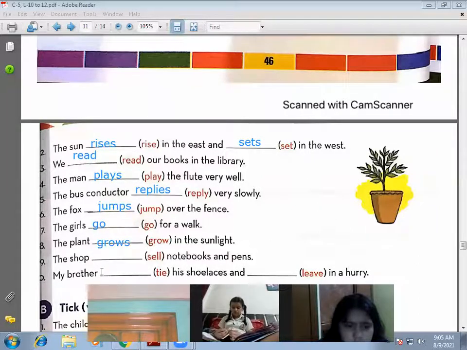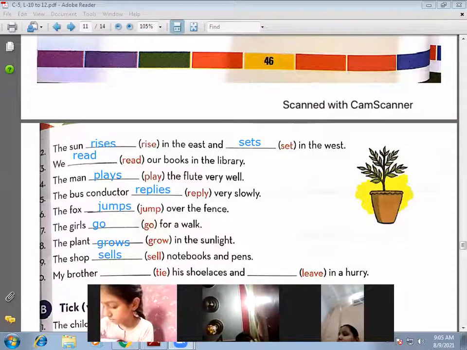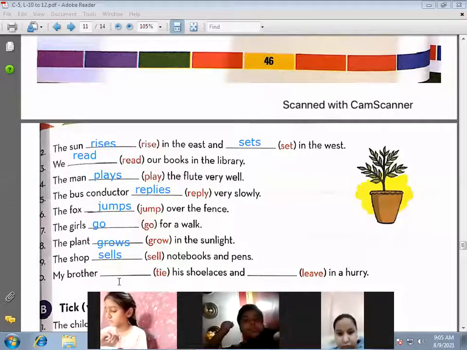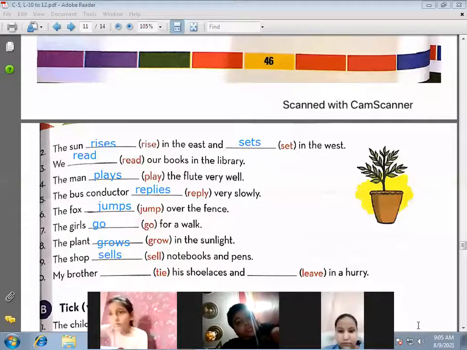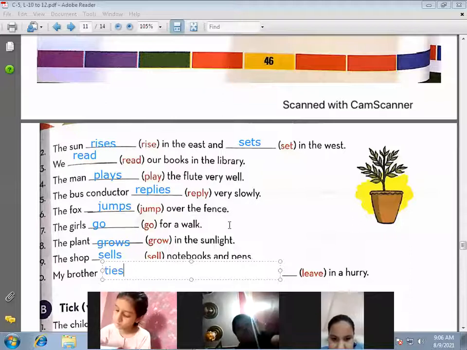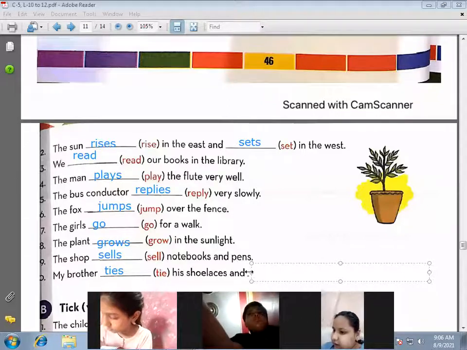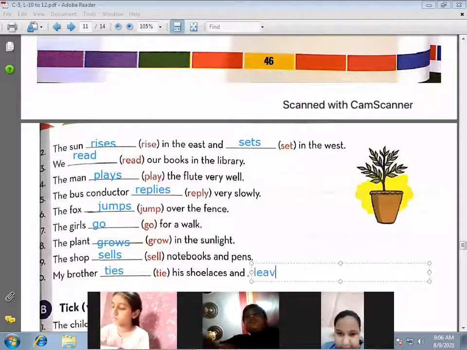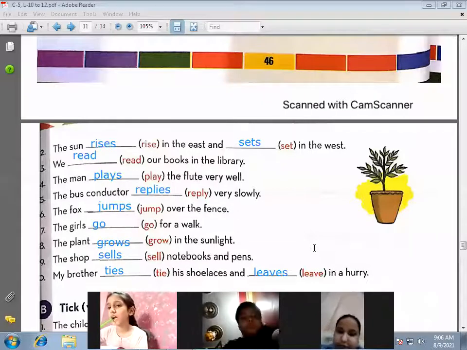Sells. Now the last one, my brother dash his shoelaces and dash in a hurry. Anshika. My brother ties his shoelaces and leaves in a hurry. Correct, Anshika. Correct answer. So this exercise is complete. Now you all will do exercise B at home.